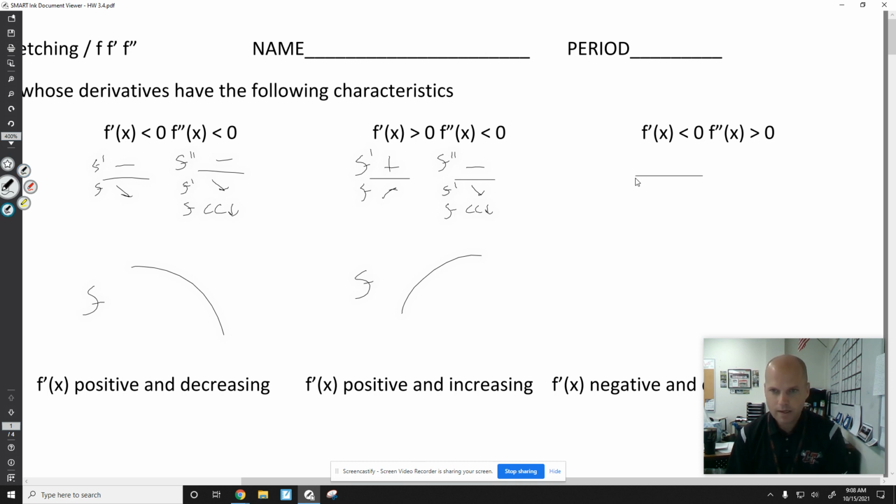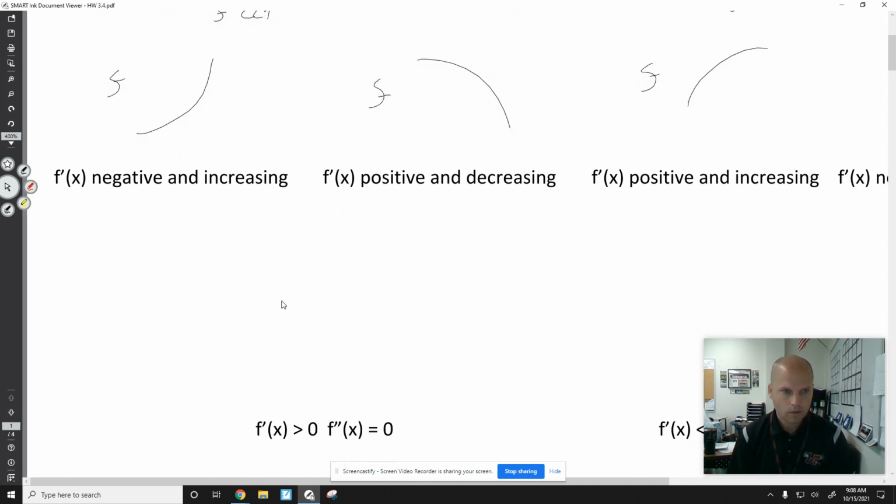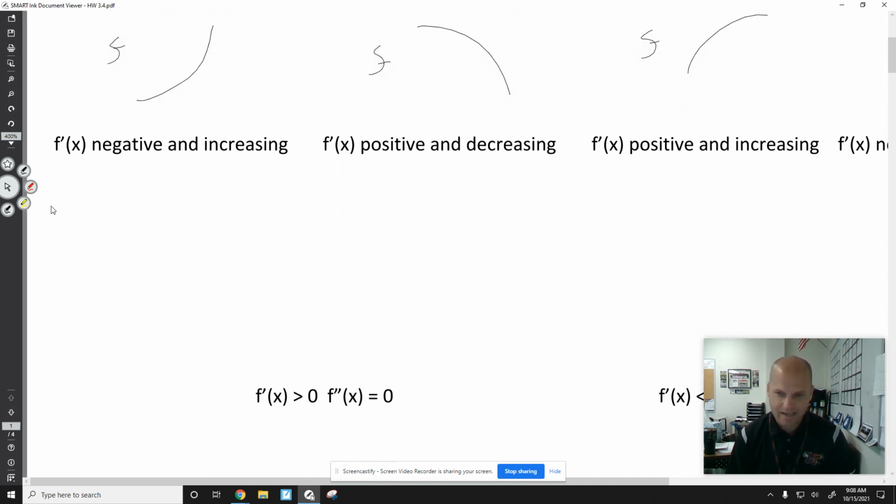f prime negative, f double prime positive. f prime negative, f is going down. f double prime positive, f prime is going up. If f prime is increasing, f must be concave up. So I'm going down, but I'm concave up. Going down, concave up looks like that. Okay, f prime is negative and increasing.